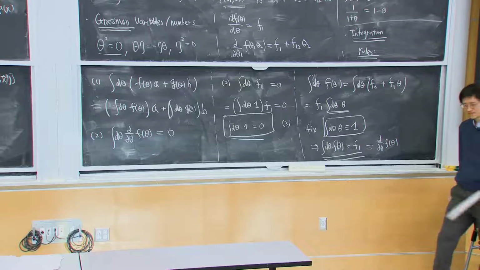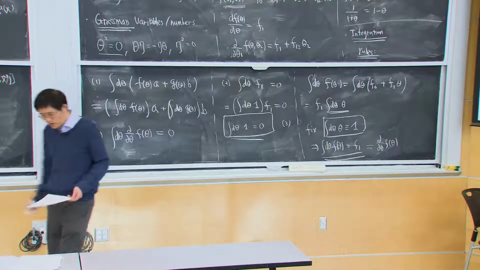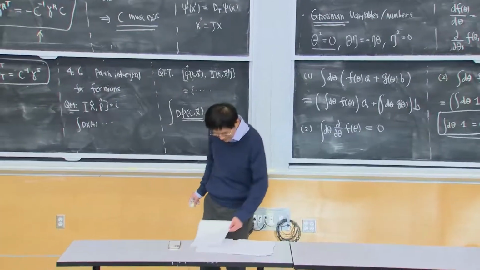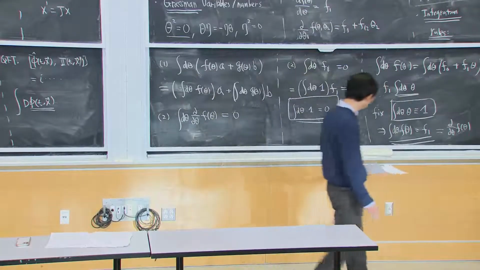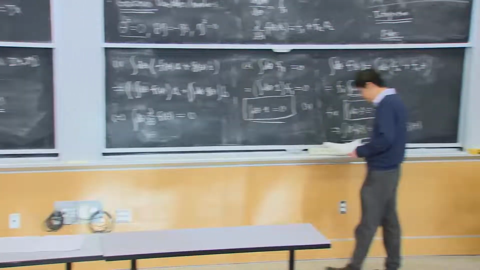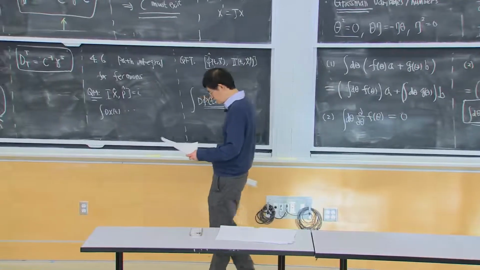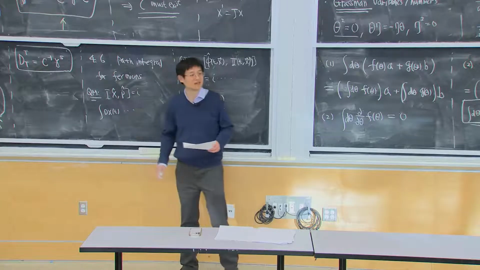Okay, that's it. If the calculus for ordinary variables were so simple, when we learned calculus it would have been much easier. But these Grassmann variables are very simple. Any questions on this? Yes.